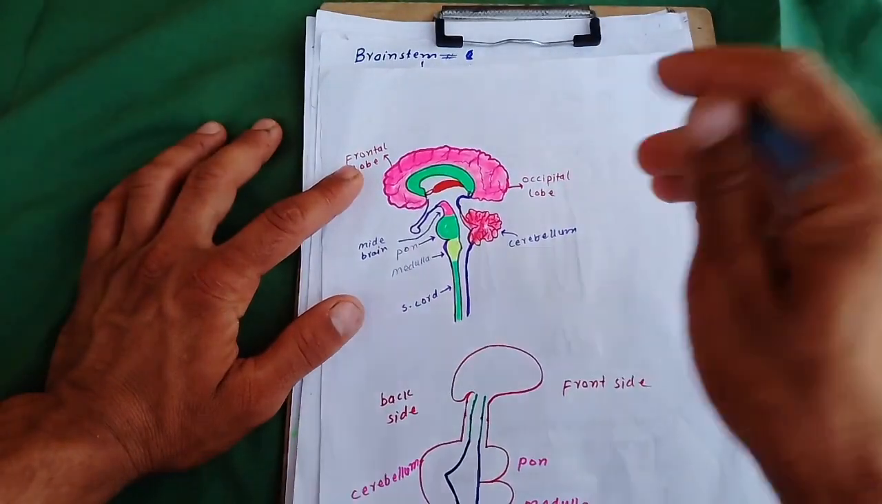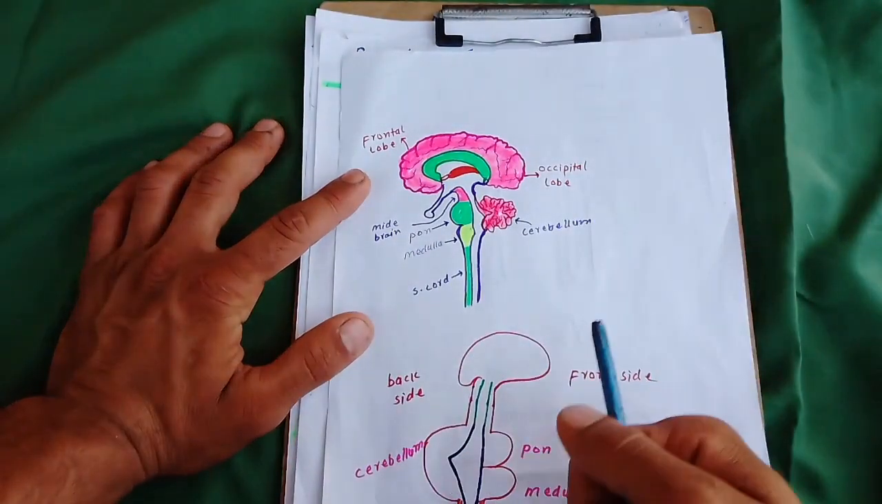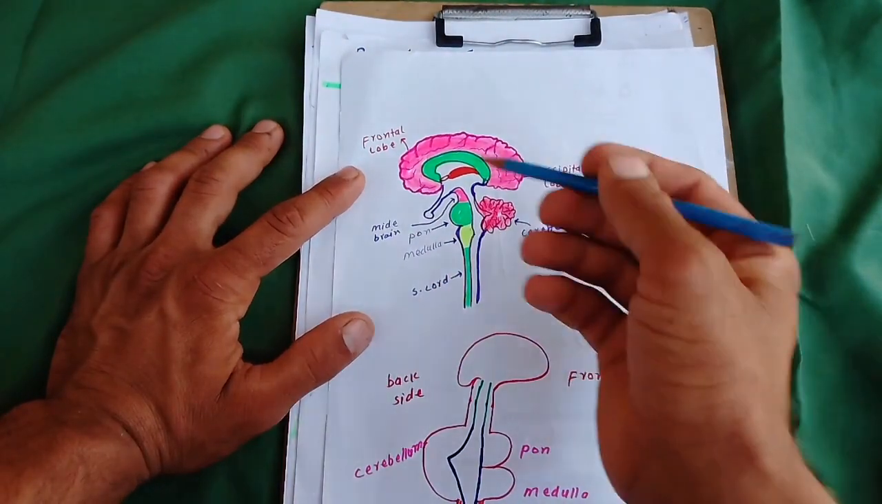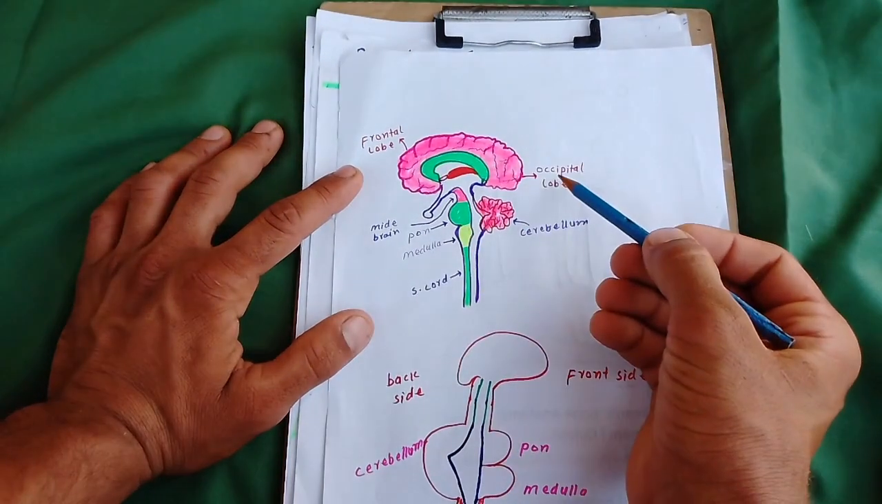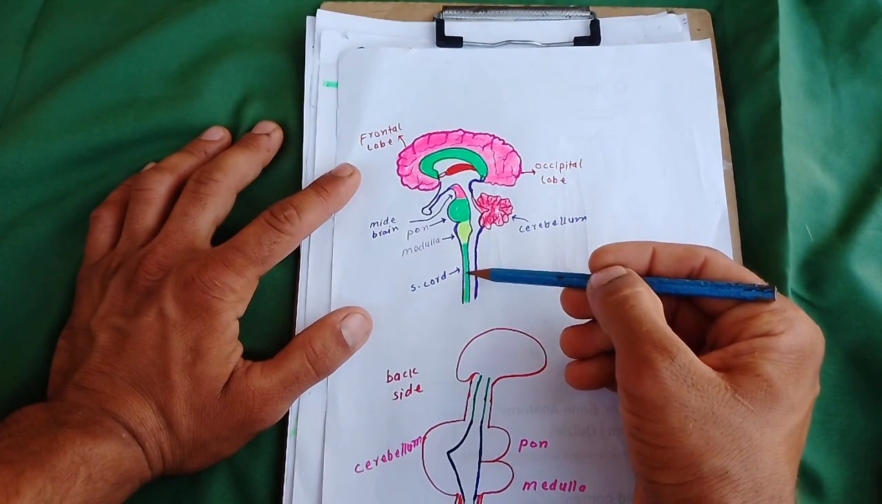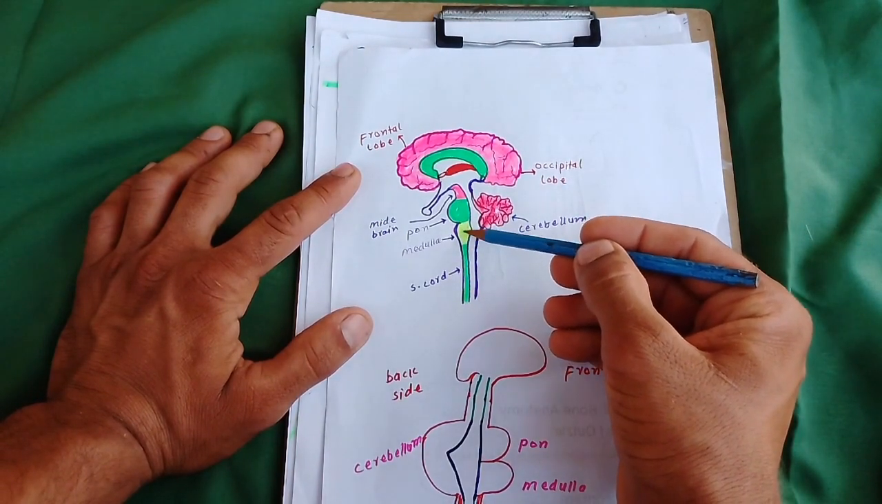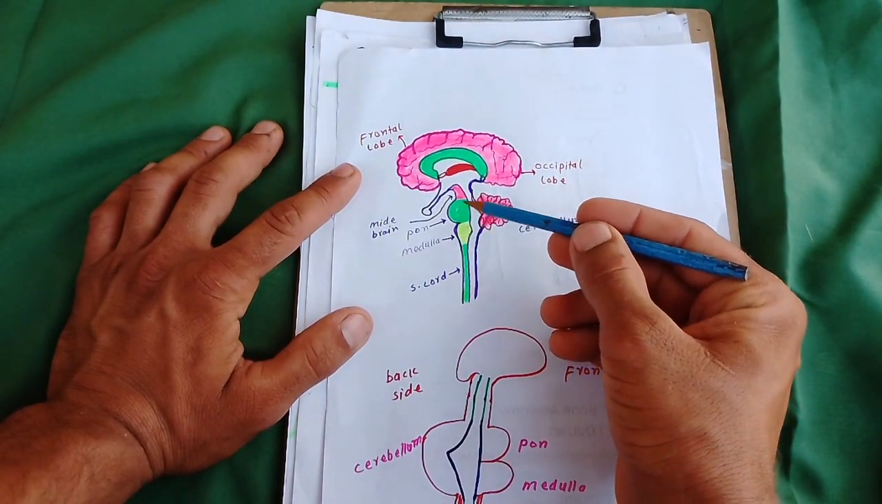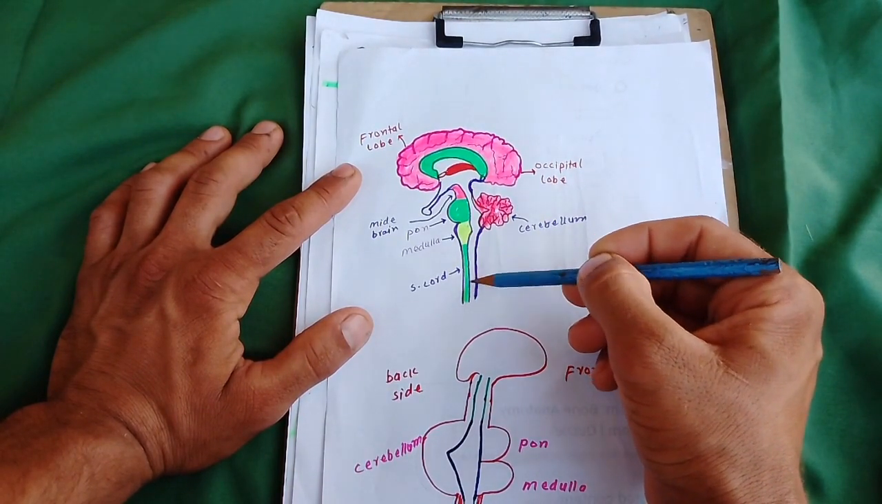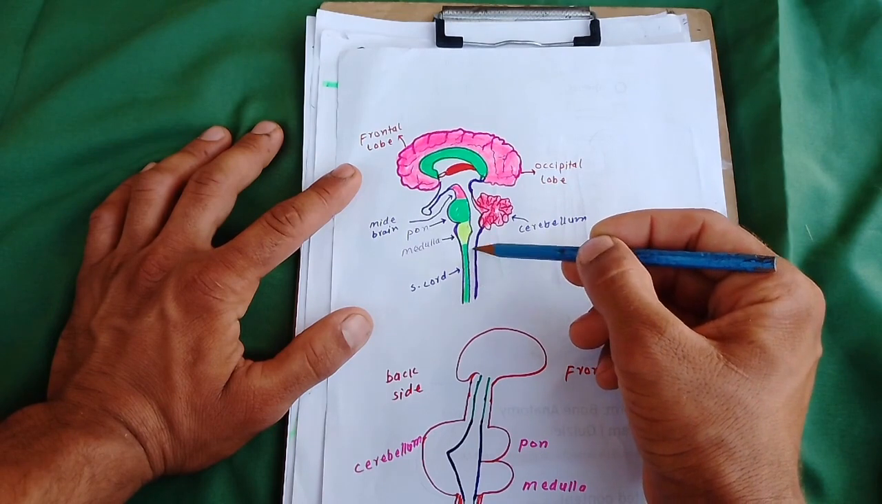Look at this diagram. This is the cut section of the brain, the CNS cut section. This is the frontal lobe, while this one is the occipital lobe. This is the spinal cord. This one is the medulla, this one is the pons, and this one is the midbrain. While this one is the central canal of the spinal cord, which is filled with CSF.